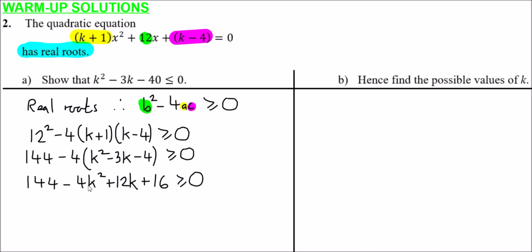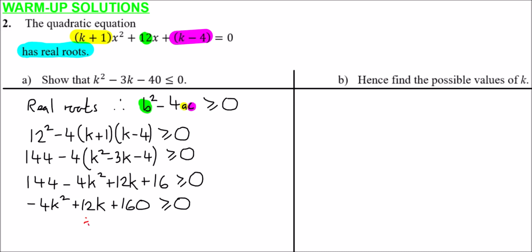We can now simplify further. So we've got minus 4k squared plus 12k, and 144 plus 16 is 160. Now, because each of these coefficients of the variables and this constant at the end are all multiples of 4, and this is just 0, we can divide this whole thing by 4.